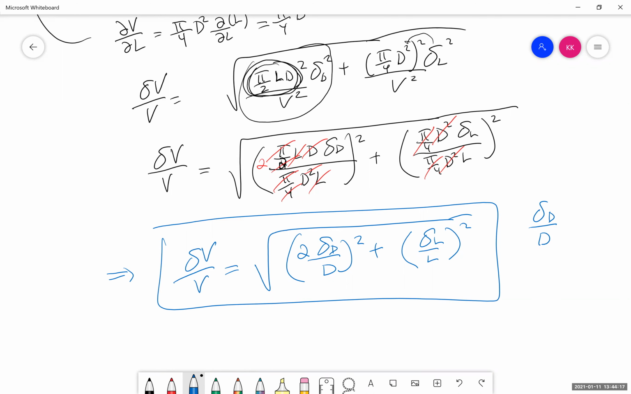Hopefully, you were able to follow what I was doing here with the propagation of error method. So again, it's pretty much a template. You just calculate the partial derivatives, put them in the template, and then cancel out everything until you end up with the last expression.